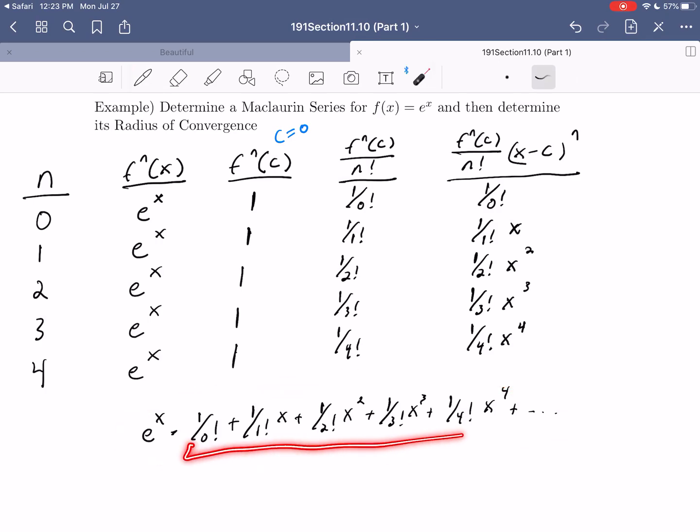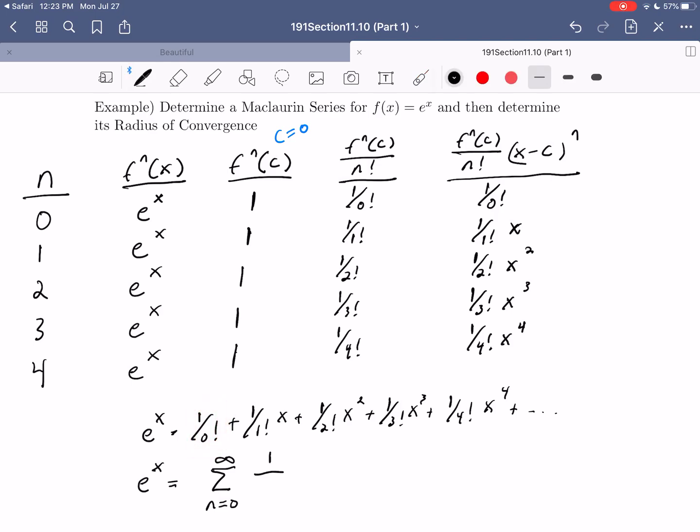Now, of course, this is an ugly way to write this, so we want to come up with a representation as an actual infinite series. So we'll say this is the sum from n equals 0 to infinity. Notice that this fraction is always 1 over.